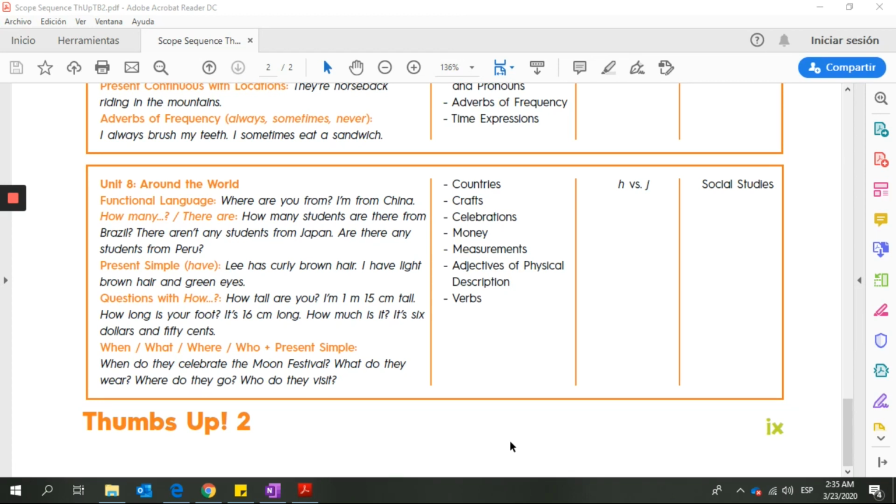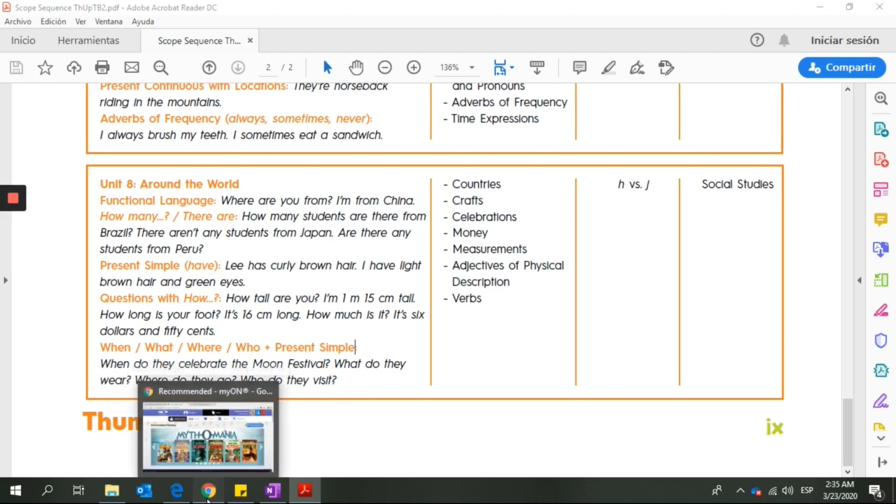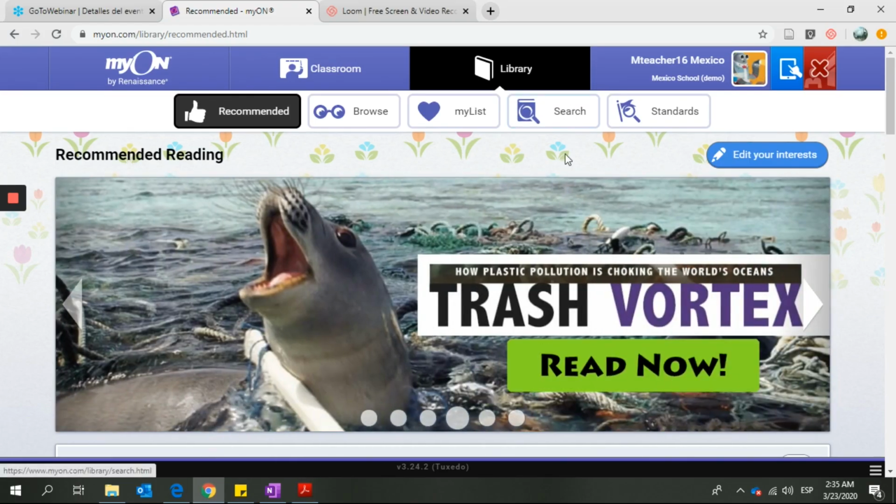Okay, for this first example, I will use Thumbs Up 2, unit 8, and I will focus on the grammar point when, what, where, who plus present simple. So let's suppose that in the next couple of weeks, I will be teaching my students WH questions plus present simple, and they are second graders. So what can I do? Well, Myon is going to be very helpful for this.